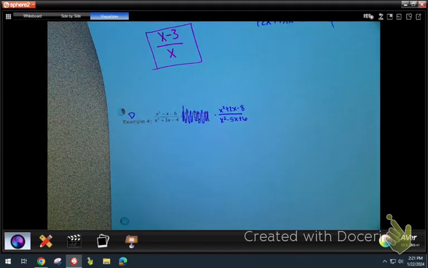I just don't like to rewrite the same problem 800 times over. So I just flip it, change it to a multiplication, and then I scribble it out to save myself.